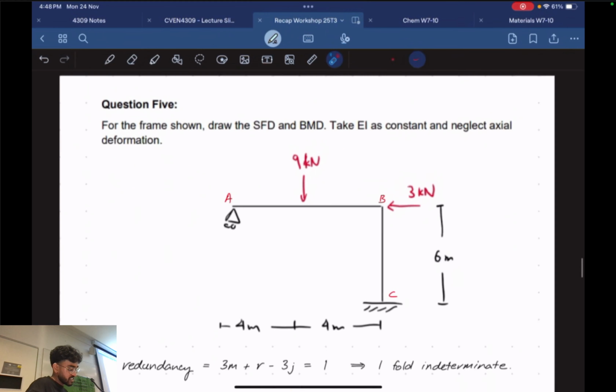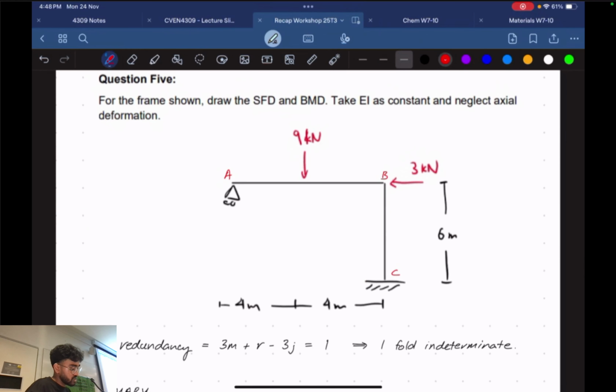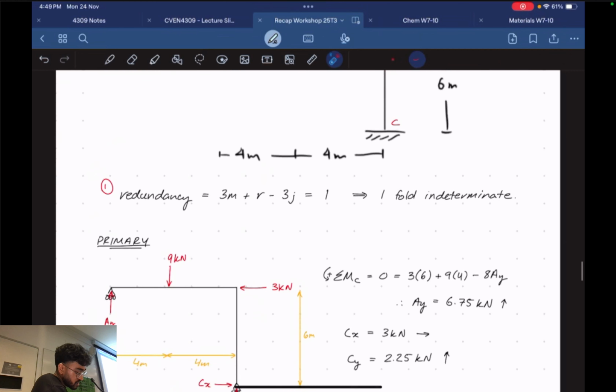So, redundancy. So first step again, find your degree of indeterminacy. Pretty easy. I end up finding it to be a 1-fold. Okay? Should I change the question actually to make it a 2-fold? No, I'll keep it as 1-fold. Okay? I'll show you guys the integration way with a 2-fold indeterminate. But cool. My primary structures, here it is.